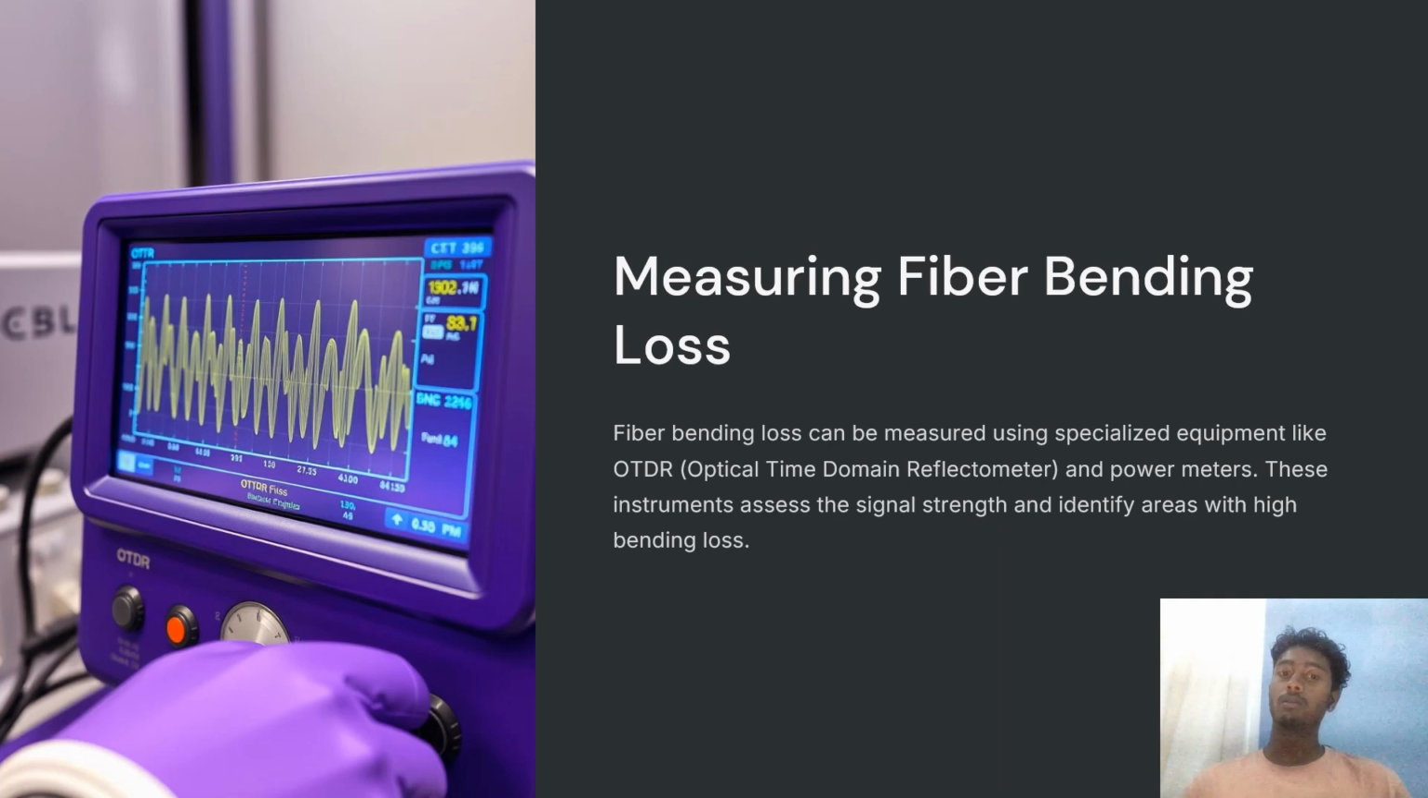Fiber bending loss can be measured using specialized equipment like optical time domain reflectometers and power meters. These instruments assess the signal strength and identify areas with high bending loss.